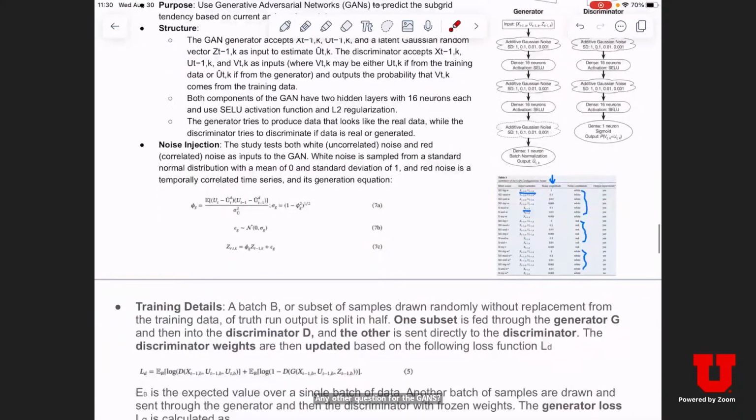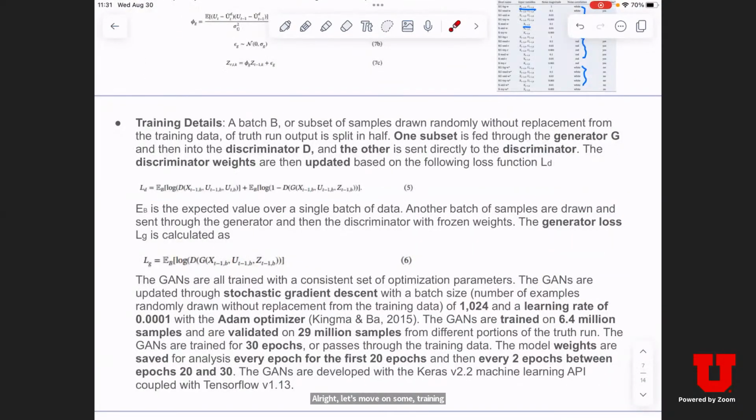All right, let's move on to some training details. So if we get a batch called B, we split it in half. One subset will be fed directly through the generator G, and after they get the estimate or the prediction, they feed it into the discriminator D. And the other subset is sent directly to the discriminator.